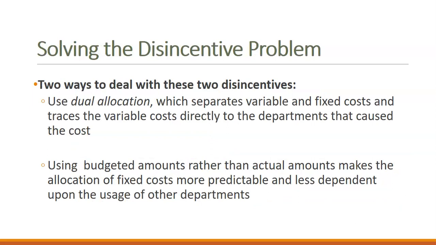So when we're looking at getting rid of these disincentive problems, one way is that we can use dual allocation, separating variable and fixed costs and tracing the variable costs directly to the departments that caused the cost. We can also use budgeted amounts rather than actual amounts to make the allocation of fixed costs more predictable and less dependent upon the usage of other departments. So we would use an allocation rate to allocate service department costs.